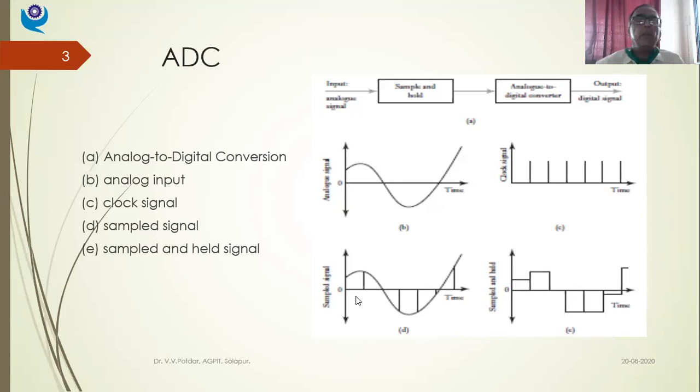So just be attentive. We are going to study the ADC, that is analog to digital conversion. We know what is analog signal. Analog signal is a signal which is varying continuously with time. So this is the analog signal. This is typically a sinusoidal signal, right? The signal is constantly varying with respect to time. So this is one form of analog signal.